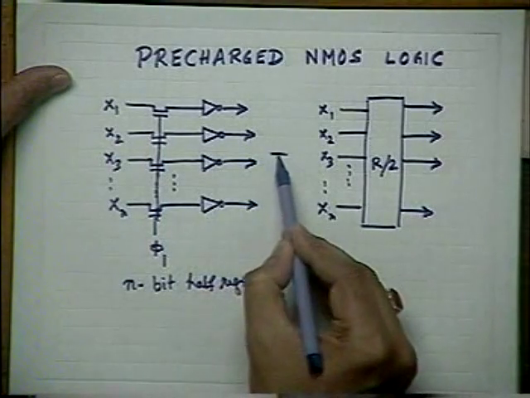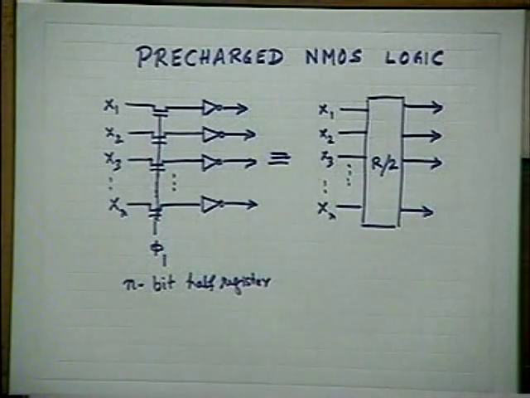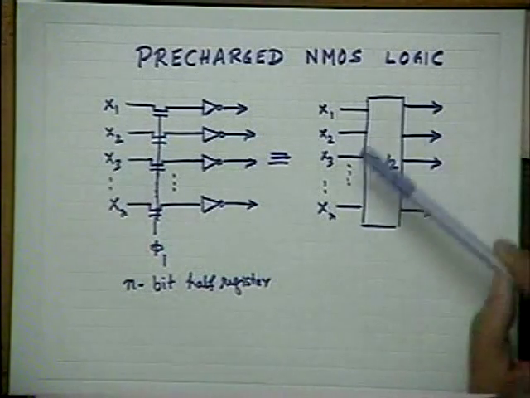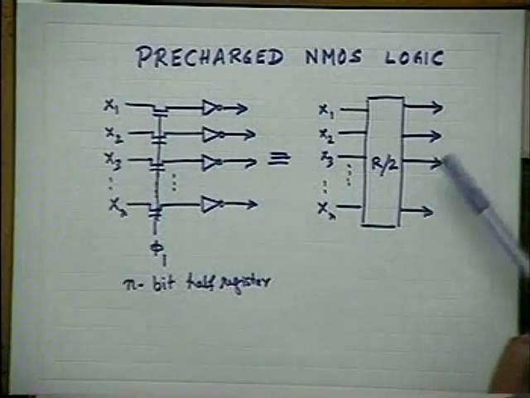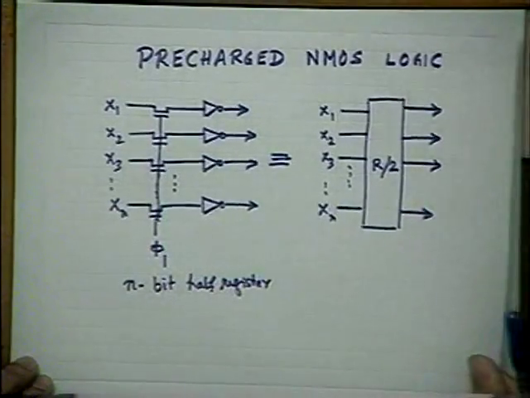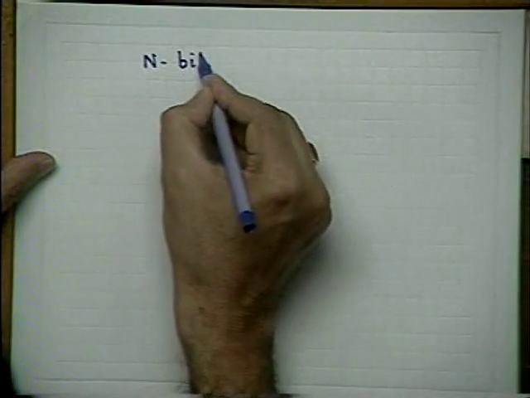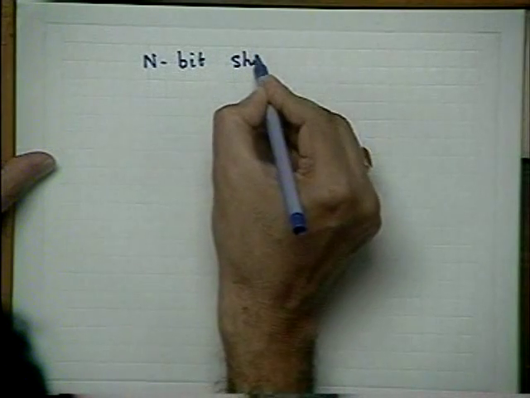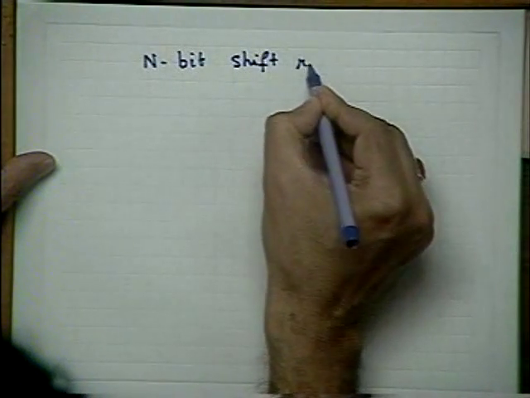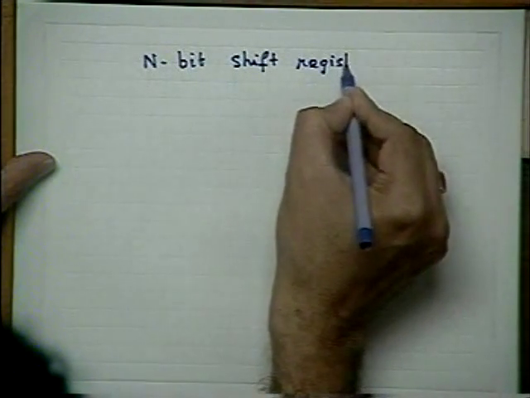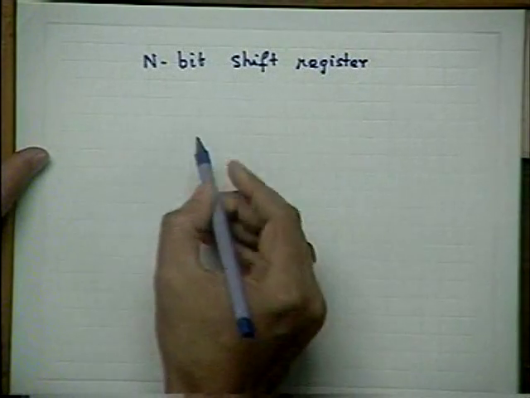So this is the equivalent. The same n-bit half register can be represented by a block schematic like this, so that I can combine them to form an n-bit shift register which looks like this.